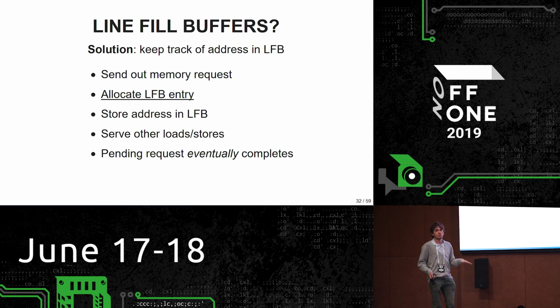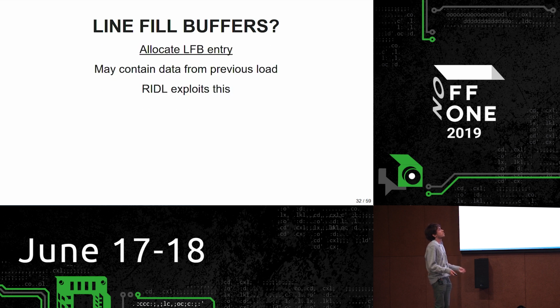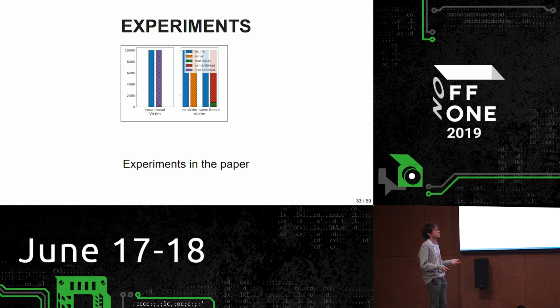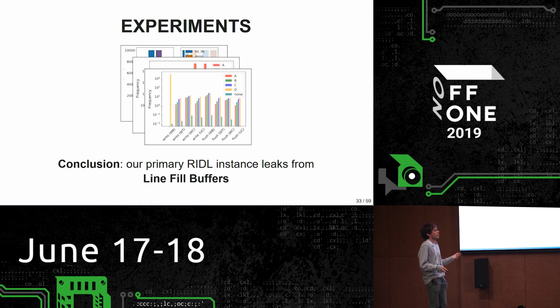And the interesting part for RIDL is basically the allocation of an LFB entry. So what it means is that if you don't zero out the data that's in the LFB, it may actually contain data from the previous load. And this is exactly the problem that RIDL exploits. So we have a bunch of experiments in the paper. But the conclusion of these experiments is that our primary RIDL instance leaks from line-fill buffers.